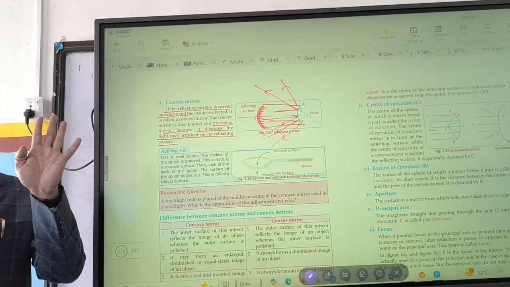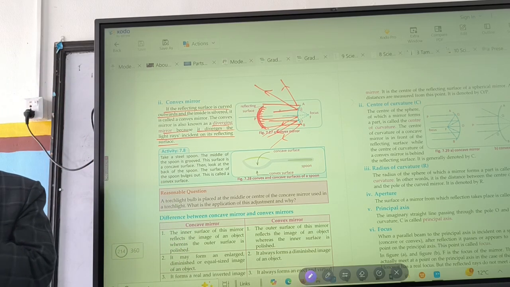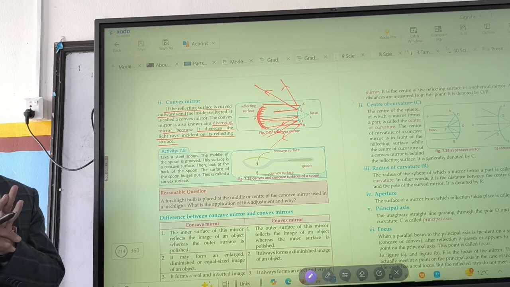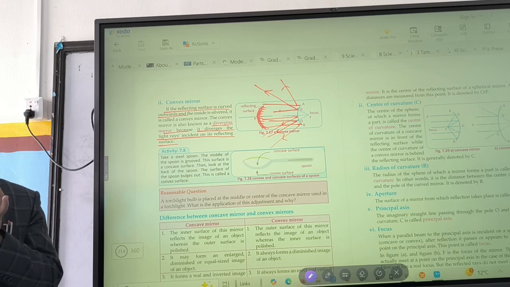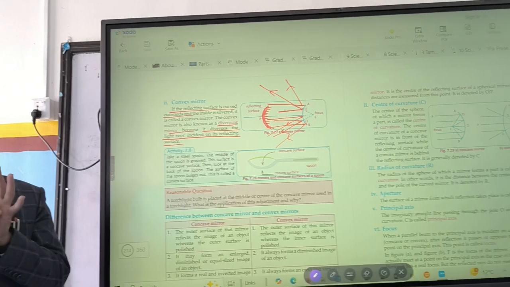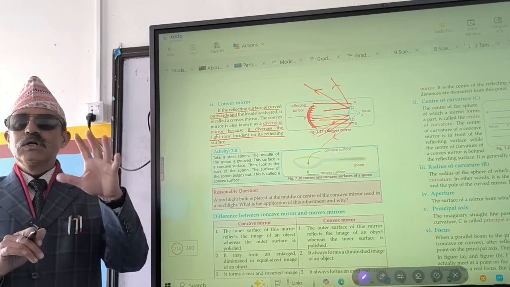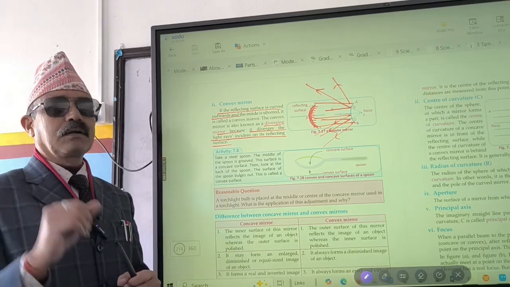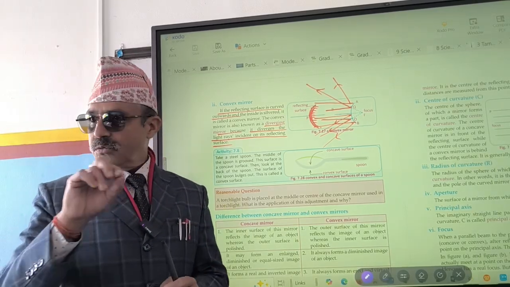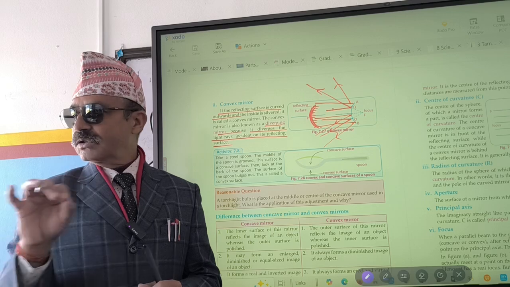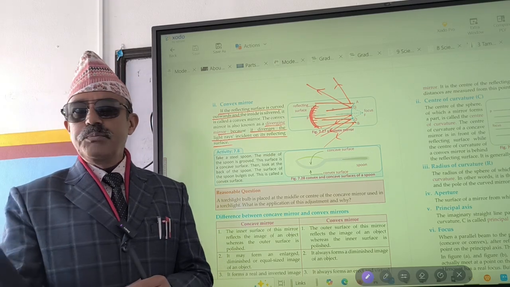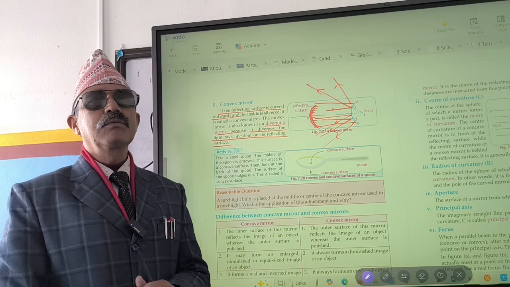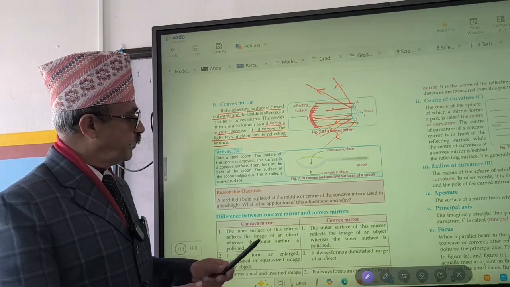So, four things we have discussed. Number one, definition of concave mirror, definition of convex mirror, and why concave mirror is called converging mirror, why convex mirror is called diverging mirror. Now, from today onwards, you will be practicing in question answer pattern. Understood or not? Question, answer. In that way, you have to do. Bring some changes in your study pattern. Then you can do better.